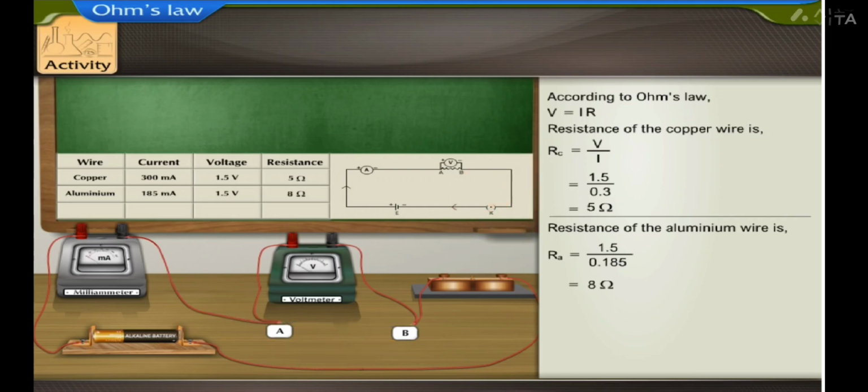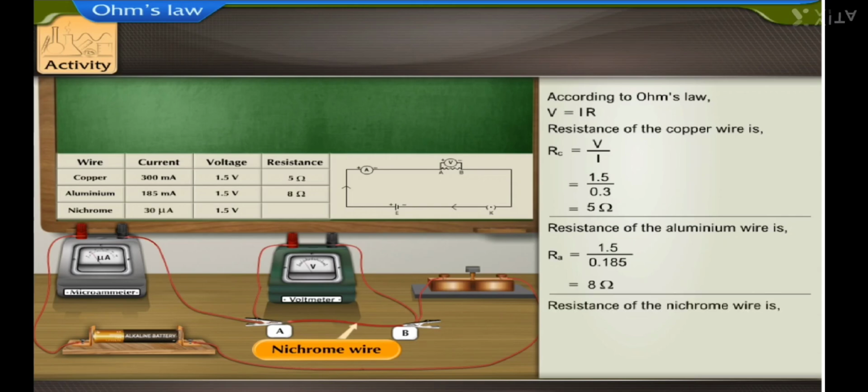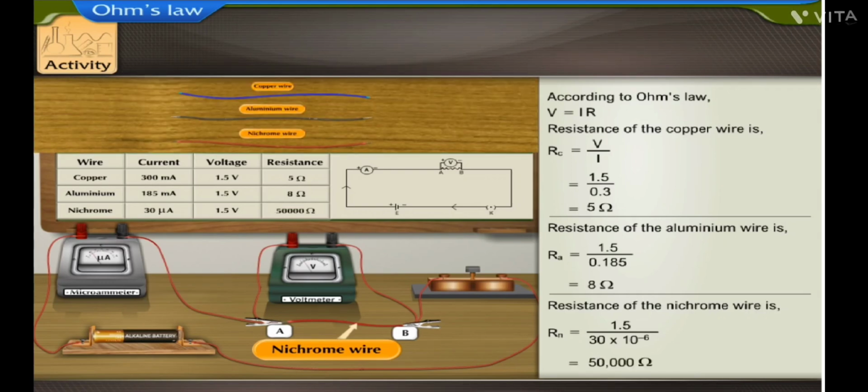Now, let us connect a nichrome wire in the circuit and record the potential difference across the wire and the current flowing through the wire. They are 1.5 volt and 30 microampere. Therefore, resistance of the nichrome wire, Rn, is equal to 1.5 volt divided by 30 multiplied by 10 to the power minus 6, which is equal to 50,000 ohm. Thus, we can conclude that wires made from different materials with equal length and thickness have different resistance.